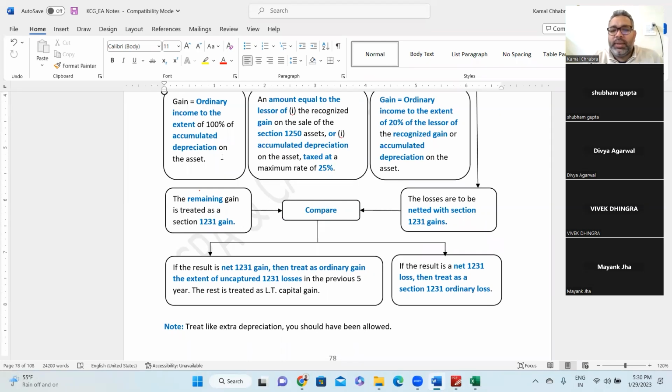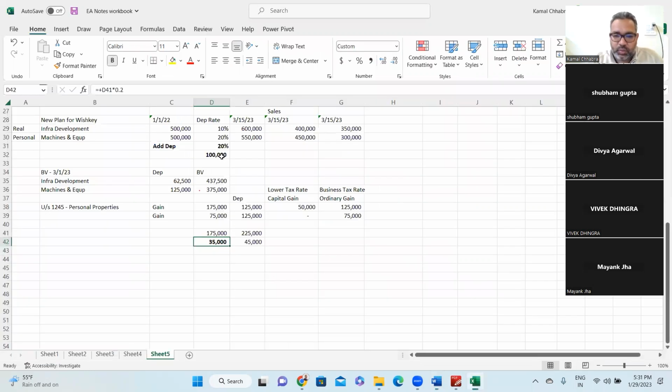That you can do. And if the result is a net 1231 loss, then treat it as a section 1231 ordinary loss. If the result is a 1231 net gain, then treat it as ordinary gain to the extent of unrecaptured 1231 losses in the previous 5 years. The rest will be treated as long-term capital gain. Let's do the math to understand this.